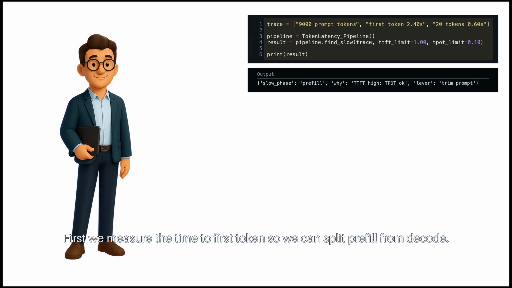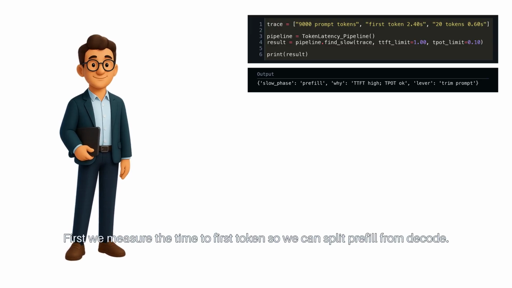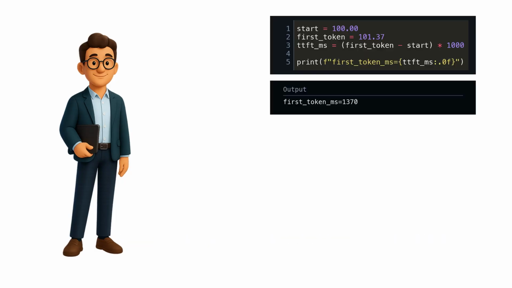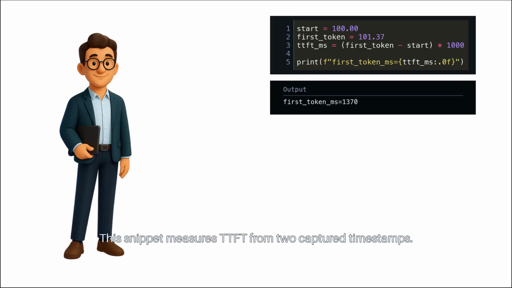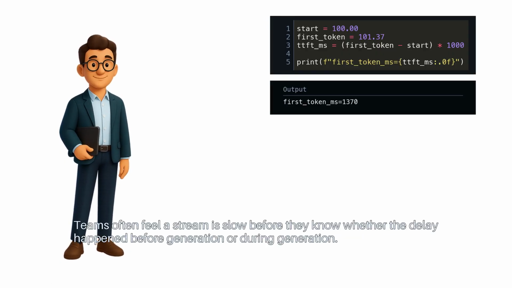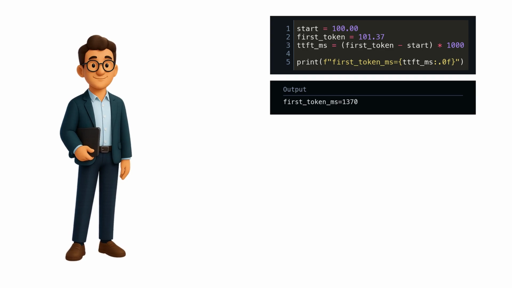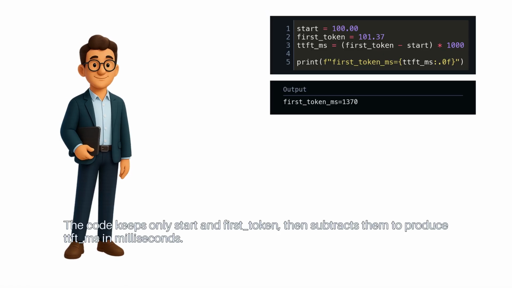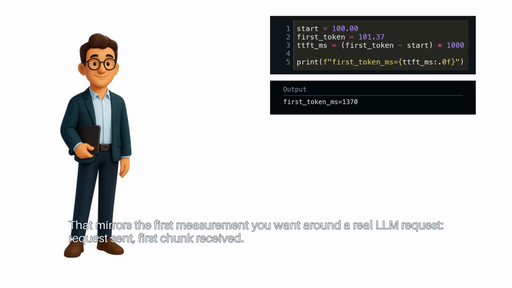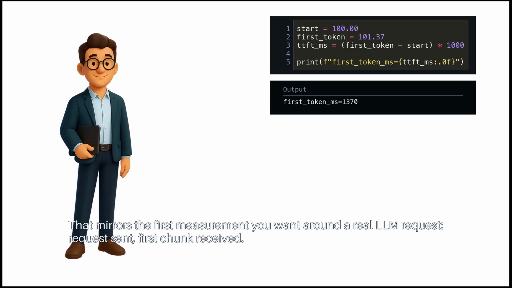First, we measure the time to first token, so we can split prefill from decode. This snippet measures TTFT from two captured timestamps. Teams often feel a stream is slow before they know whether the delay happened before generation or during generation. The code keeps only start and first token, then subtracts them to produce TTFT-MS in milliseconds. That mirrors the first measurement you want around a real LLM request.